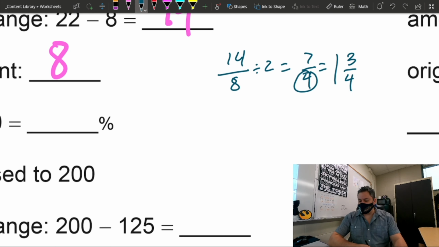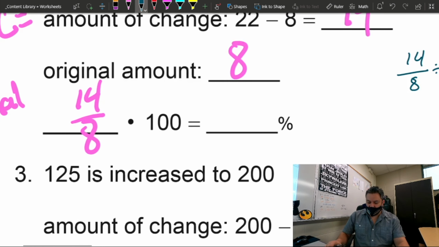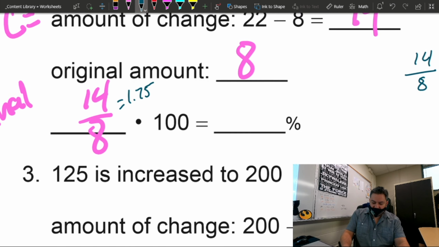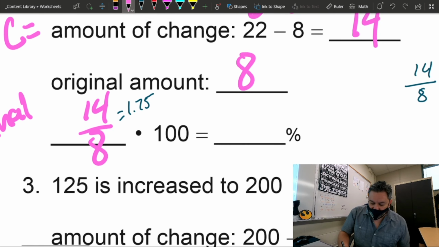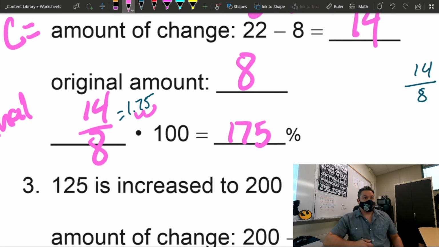3/4. So how much is 1 3/4? So this is 1.75. Now this right here represents 1.75. All we got to do now is either multiply by 100 or we can just move this decimal twice and this will become 175%.